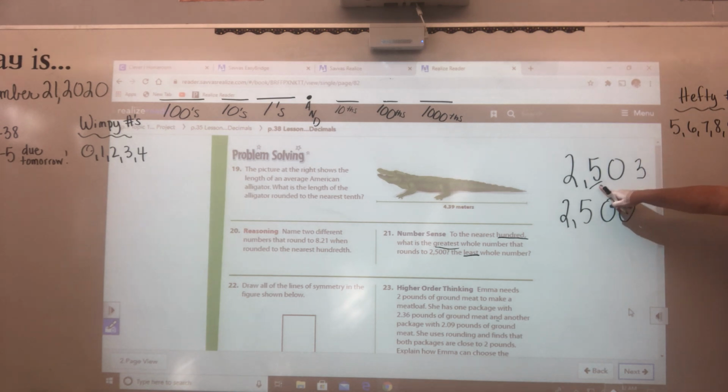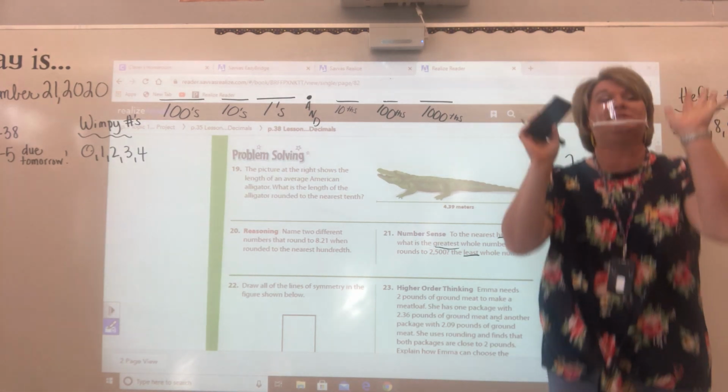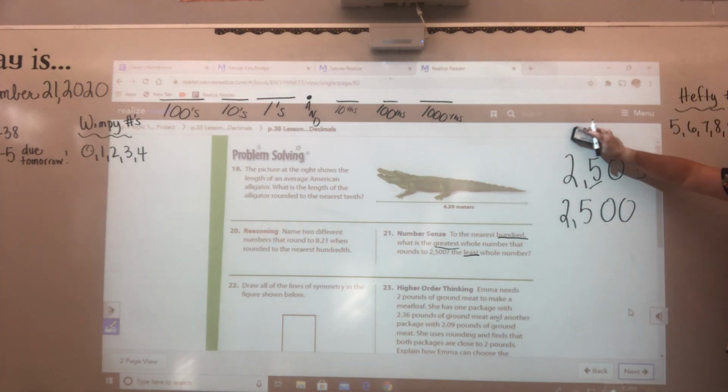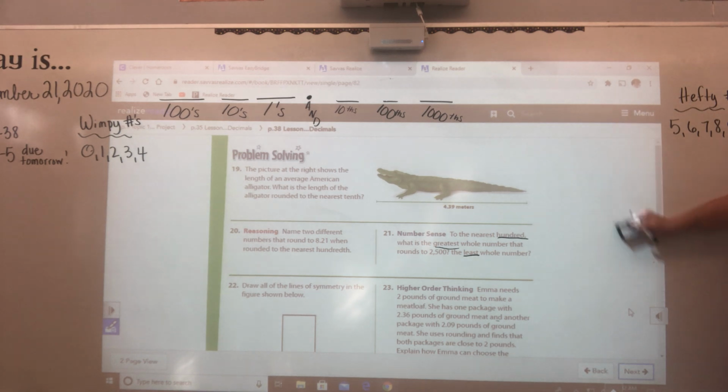Did the 0 still cause that to stay at a 5? Yes. Did those still stay zeros? Yeah. So I even went higher than her. Wonder if someone can go higher than me. I got to go as high as I can until I have the highest number that'll round to 2,500. Colin, you think you know?